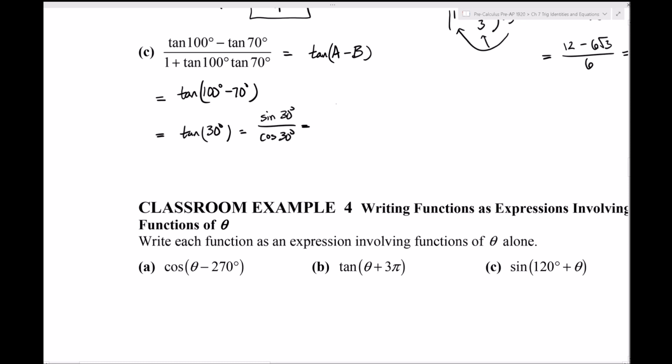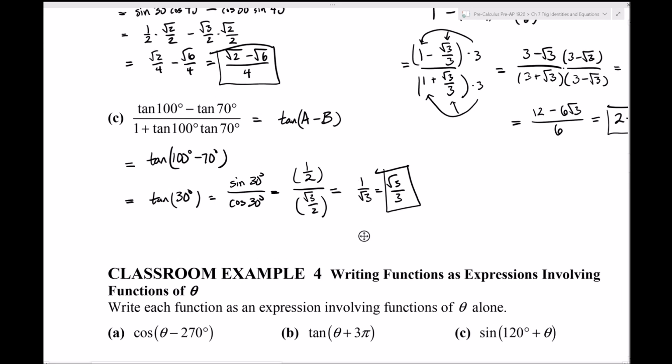Sine of 30 is 1/2. Cosine of 30 is square root of 3 over 2. So long story short, when you divide those two fractions, the 2's cancel. You're left with 1 over square root of 3. Square root of 3 over 3 is the answer for this one.